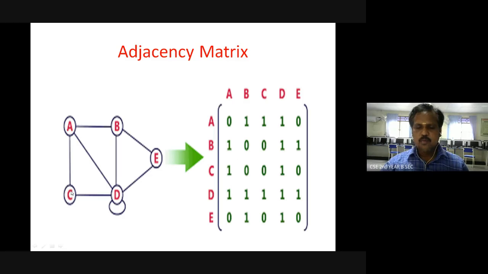And then move on to the next node, C. C to C, there is no path from C to C, put 0. Next, C to D, there is a path, put 1. And then C to E, there is no direct path from C to E, put 0.